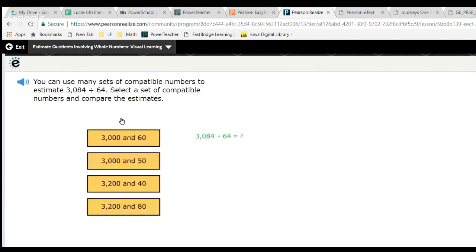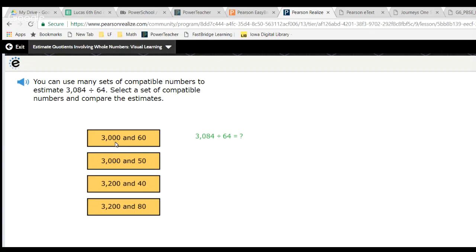So these are the different sets of compatible numbers you could have used. In this case, they went with 60 and 3,000, and that's relatively close to our original numbers. You could have gone with 50 and 3,000, which is still close. 60 would be closer, but 50 and 3,000 still perfectly acceptable.